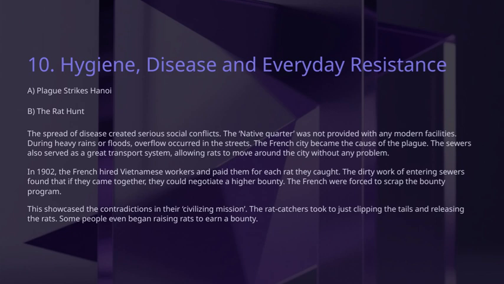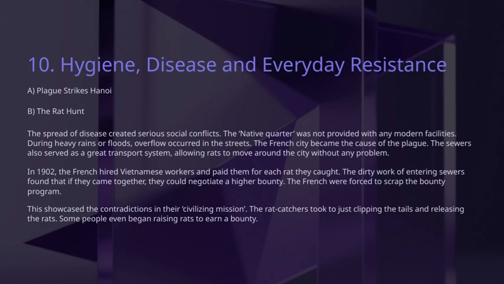Now, this situation led to serious social conflicts, especially since the spread of disease was so rampant. The native quarter was left without modern facilities, and during heavy rains or floods, the streets would overflow. This made the French city look like a source of the plague. Plus, the sewers, which were supposed to help, actually became a transportation network for rats, allowing them to move freely around the city without much trouble. This all shows how the measures taken were often ineffective or even counterproductive, revealing deeper issues in their approach to civilization and public health.